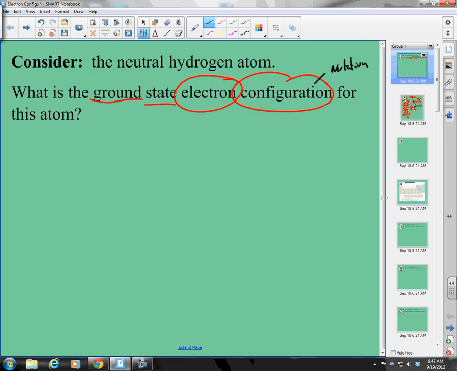So that means I have 1 electron to place. And where is that going to go? It's going to go into the lowest energy level. So that means n equals 1. So I'm going to put a 1. But what shape? Oh man, I almost forgot.